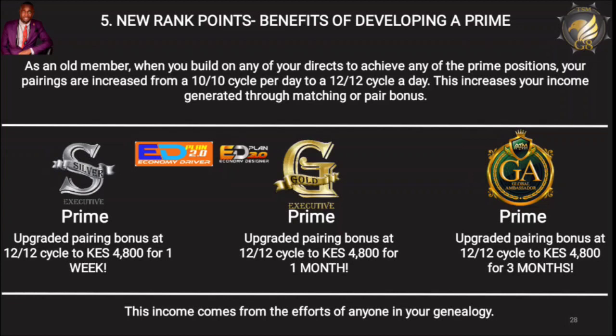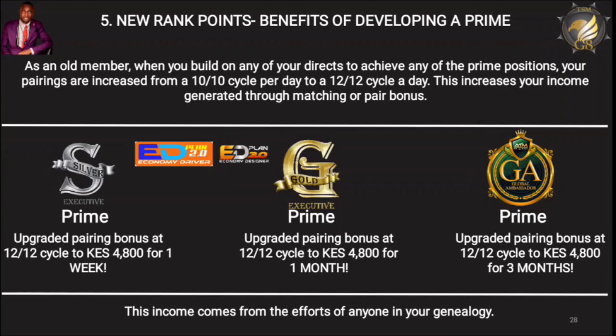When you produce a gold executive prime, your income is increased from a 10-10 cycle to a 12-12 cycle at the rate of 4,800 for 1 month. Of course, you get that after you've made 5,000 pairs and above, or 300 pairs and above, depending on whether you started with the ED 2.0 program or the ED 3.0 program. The maximum you can make if you have not made any pair is usually 10 pairs in a day at 4,800. If you go beyond that, after you have unlocked the 500 pair or 300 pair, you are making 4,200 at the rate of 12 pairs a day. So that is 24 times 4,200.